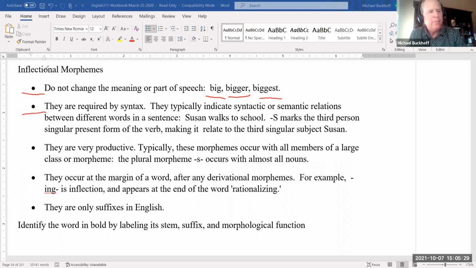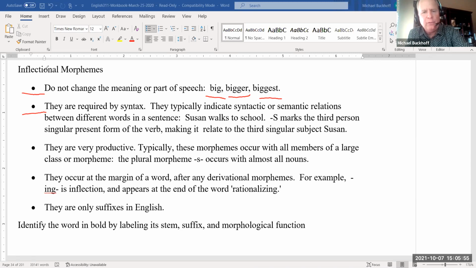Number 2, inflectional morphemes are required by syntax. It means that inflectional morphemes seem to be affected not just by what happens with the word, but by what happens outside of the word, in other parts of the sentence. So they indicate syntactic or semantic relations between different words in a sentence.